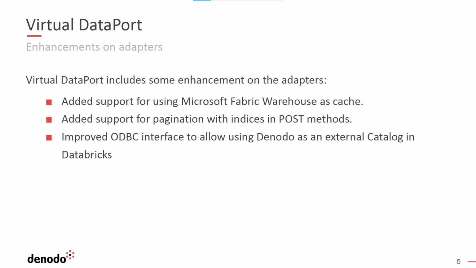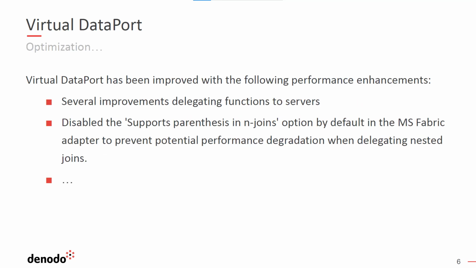The Denodo platform adds several enhancements to the adapters that can be used as a data source. Added support for using Microsoft Fabric Warehouse. Graphical support was added in Design Studio to support pagination with indices in post methods while using JSON/XML/DF sources. New query optimization features have been introduced to improve performance and efficiency when handling subqueries.